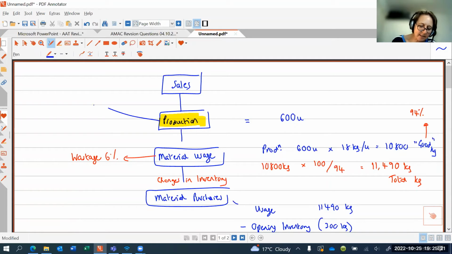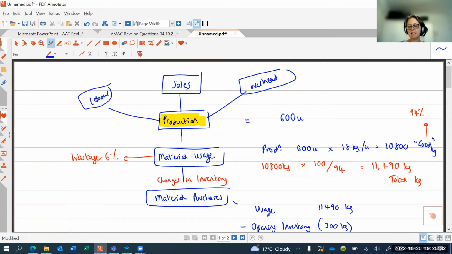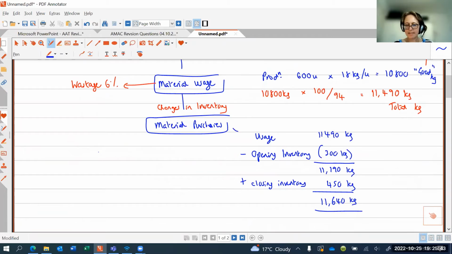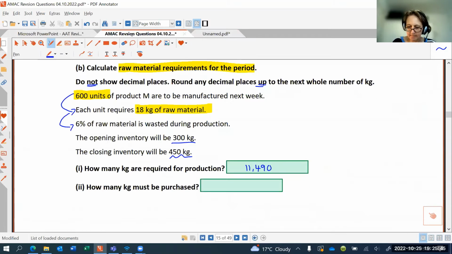If I had a labour budget, I could do that once I knew the production figures, so that doesn't interfere with materials at all. If I had to do an overhead budget, I could do that once I knew production. I wouldn't need to do materials before that one either. So production is like this roundabout. Once I get there, I can do labour, I can do overhead, I can do materials, I can go in any direction, even to sales. So 11,640 is the answer for that bit. Excellent.